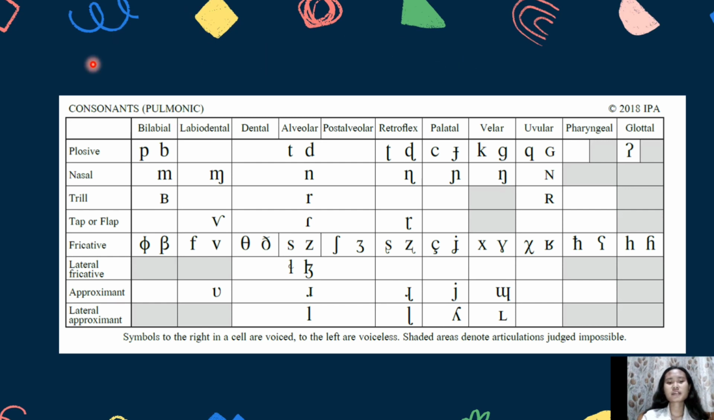Let me give some exercises after we learn about consonant sounds. So when I ask about bilabial, plosive, and voiced, what is the answer? The answer is b. Next, when I ask about alveolar, voiced, and fricative, which one do we pronounce? Z. So we can exercise by ourselves to know more about consonant sounds.